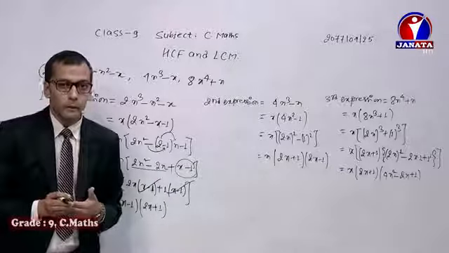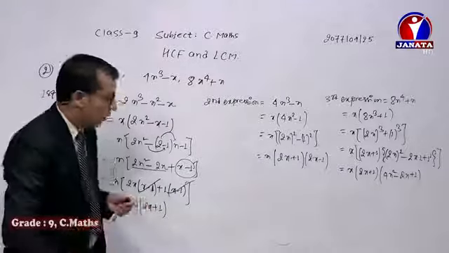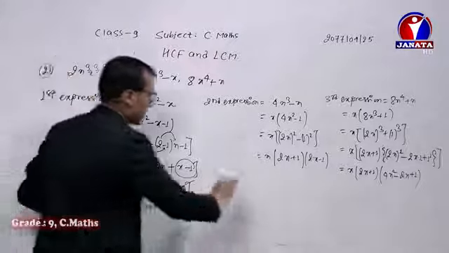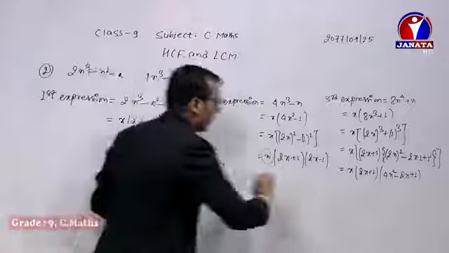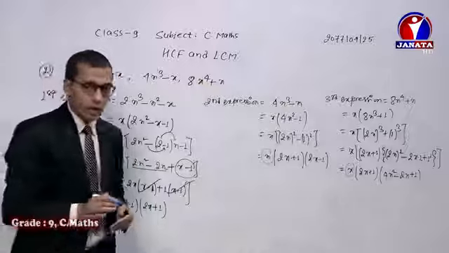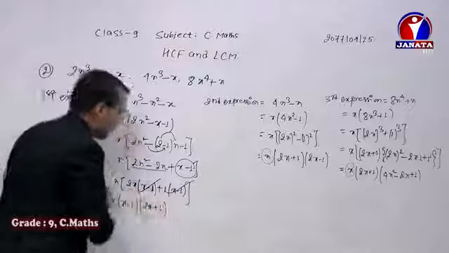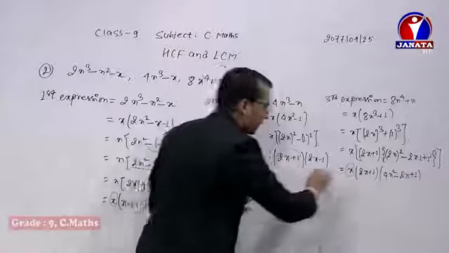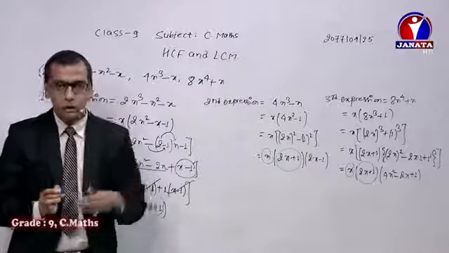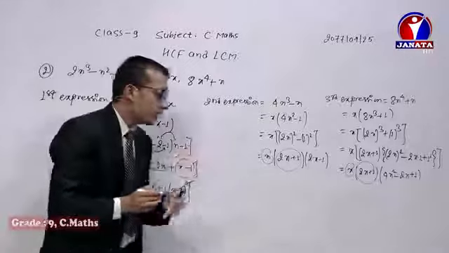For HCF, we take common factors. Let's find out what are the common factors. In the first expression, there is x. In the second expression, we have x. In the third expression, there is x. So one common factor is x. Now, what are the other common factors? We can see 2x plus 1, 2x plus 1, and 2x plus 1. So 2x plus 1 is also a common factor from all three expressions.